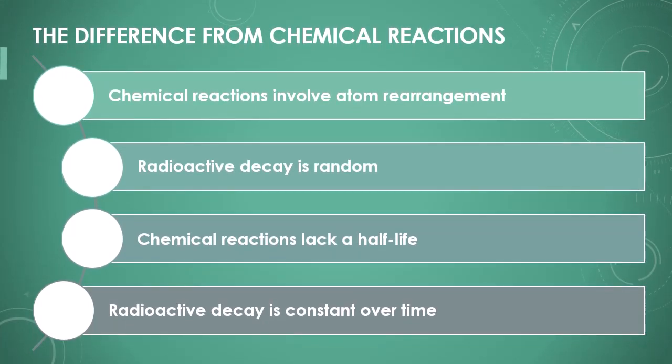Chemical reactions involve the rearrangement of atoms and molecules. Unlike radioactivity, the decay of atoms in chemical reactions is not random. Chemical reactions do not have a half-life in the same sense as radioactive decay. However, the half-life in radioactivity describes the constant decay of atoms over time.